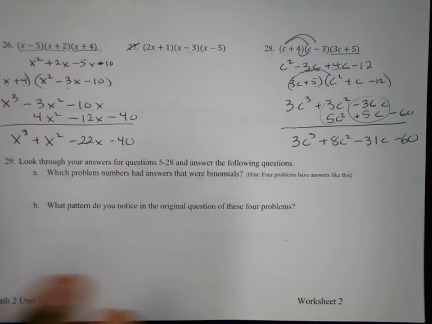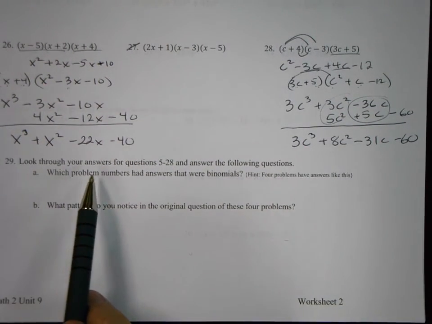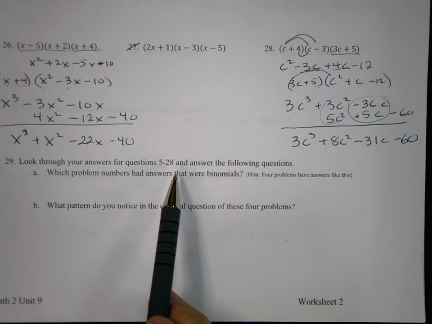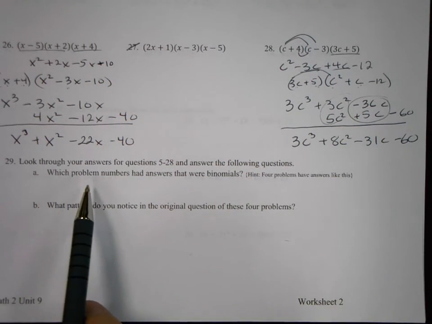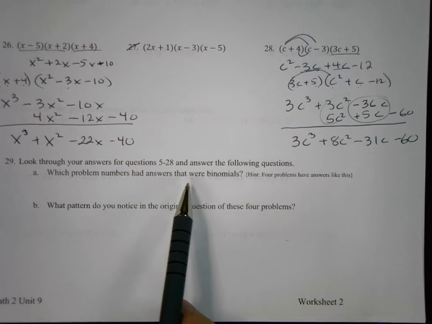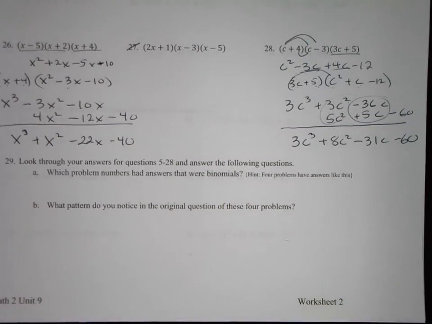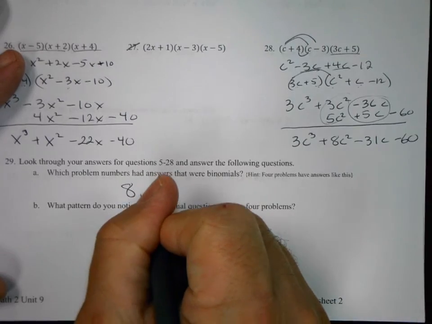All right, the last question. Look through the answers to your questions 5 through 28 and answer the following questions. Which problem numbers had answers that were binomials? Well, I have it here for you. It's 8, 14, and 18, I believe.